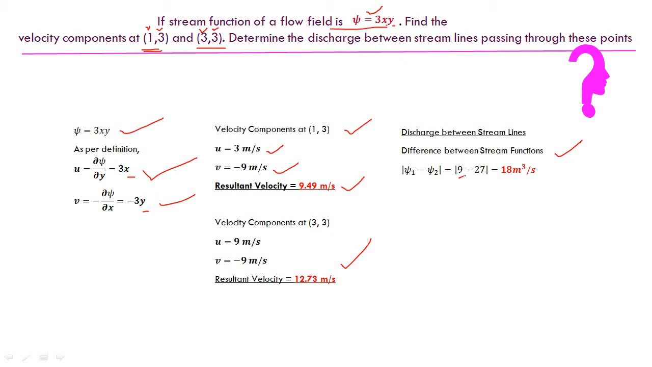So ψ1 we represent at point 1, the streamline which is passing through point 1, and ψ2 is at the coordinates x equal to 3, y equal to 3. So 3 into 3 into 3, it is 27. ψ1 is 9 and ψ2 is 27. If you take the difference of the stream functions and substitute the values, you get 9 minus 27. In absolute unit, it is 18.